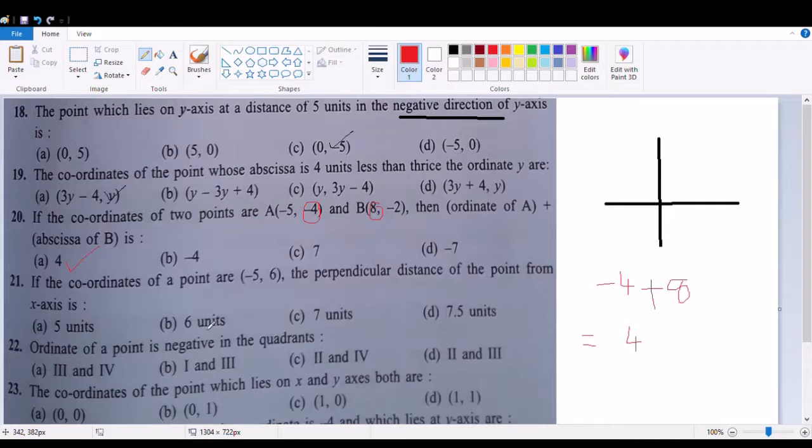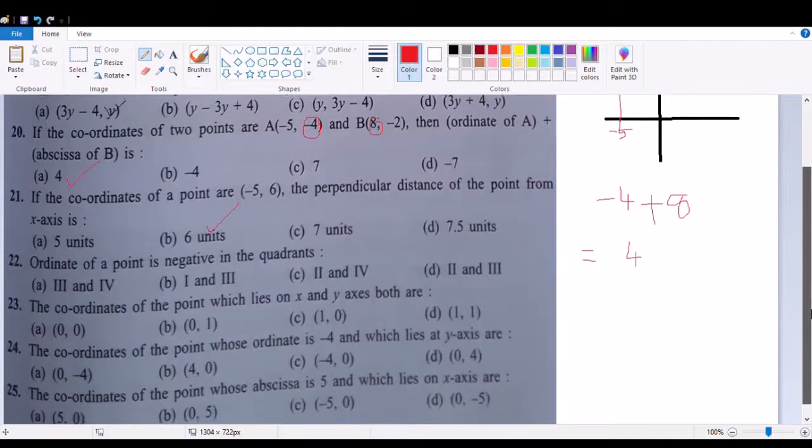Then, if the coordinates of a point are minus pi, 6, the perpendicular distance from the x-axis is. So I put minus pi here, and 6 is a positive number. So this point I'll mark as minus pi comma 6. Then listen here, the perpendicular distance from the x-axis means this much distance. How many units? 6 units. So our answer is 6 units.